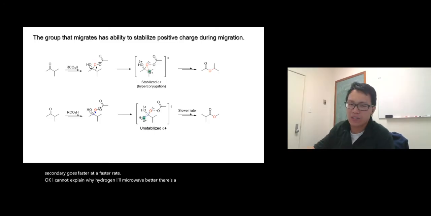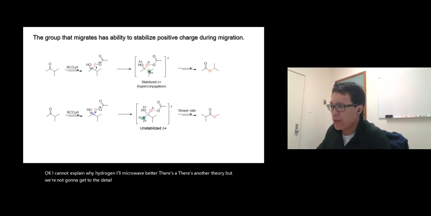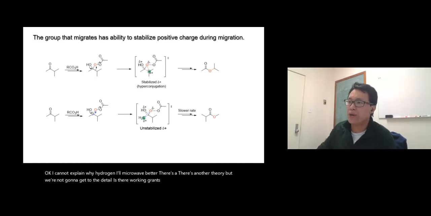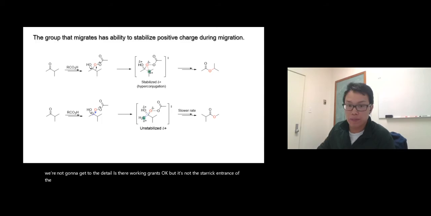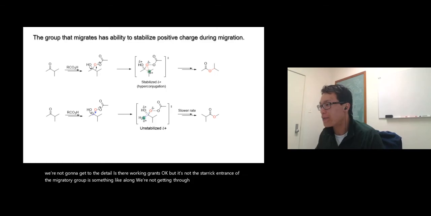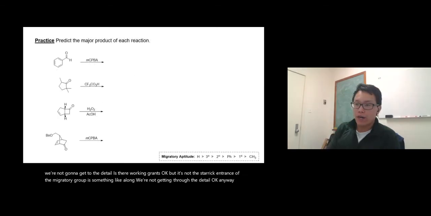That's another theory, but we're not going to get into the detail. It's steric hindrance, but it's not the steric hindrance of the migratory group. It's something like, yeah, we're not getting into the detail. Anyway, let's predict the product together.